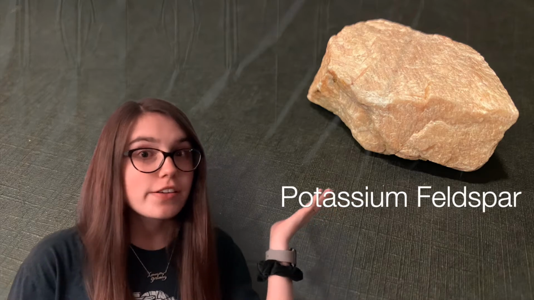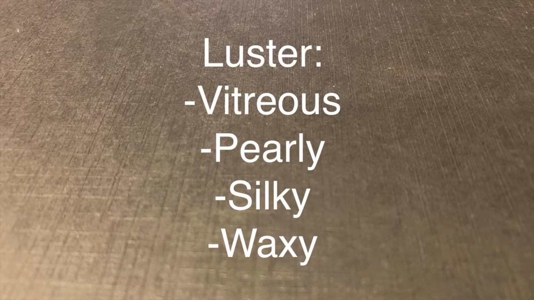Another mineral property is luster. Luster is the way a mineral reflects light. Galena has a metallic luster, but potassium feldspar has an earthy luster. Minerals can also have vitreous, pearly, silky, or waxy luster.